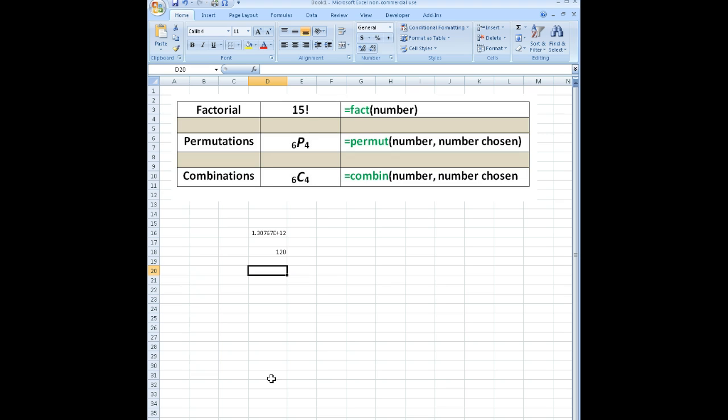So in permutations, we said order matters. So in my example, I have a larger set of 6, and I'm taking 4 things out. And I want order to matter, so I'm taking a permutation of 6 things taken 4 at a time.